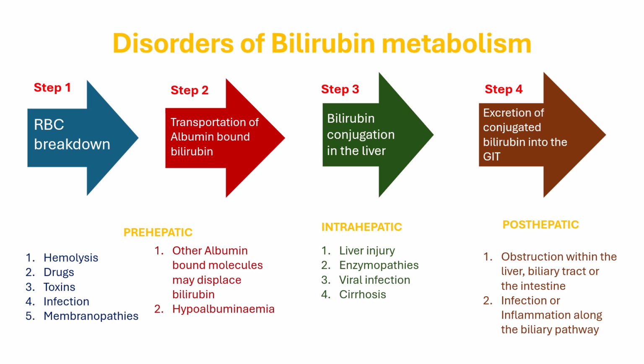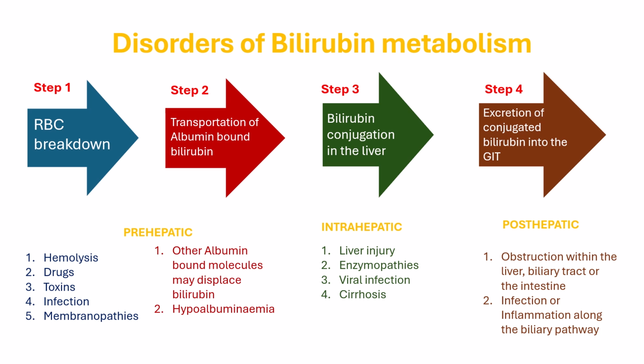In step 2, there could be a disruption in the transportation of bilirubin bound to albumin into the liver for conjugation. This could happen in situations where there is not enough albumin in circulation to transport bilirubin, or in situations where there are other albumin-bound molecules that displace bilirubin from albumin into circulation.